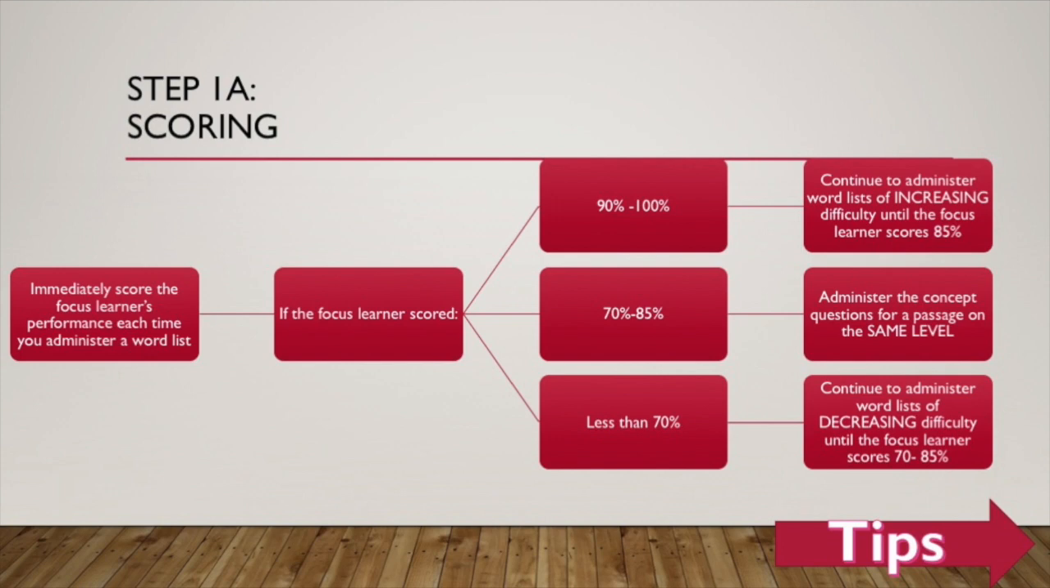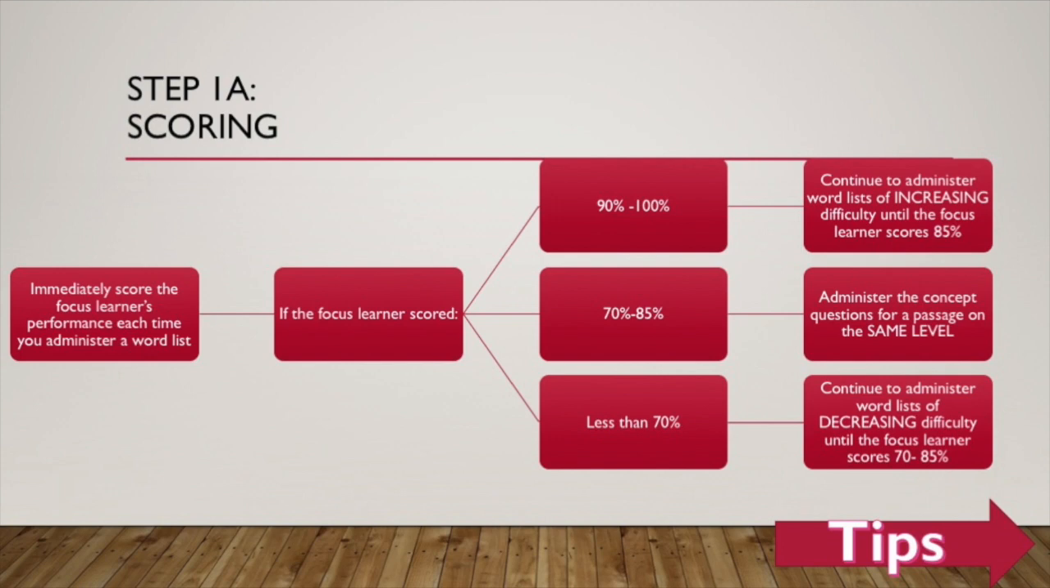Once this focus learner scores between 70 and 85%, you stop administering the word list. You see the level of the word list. So if it's a level 5 word list and he or she scores 80%, you go to a level 5 informational expository text.